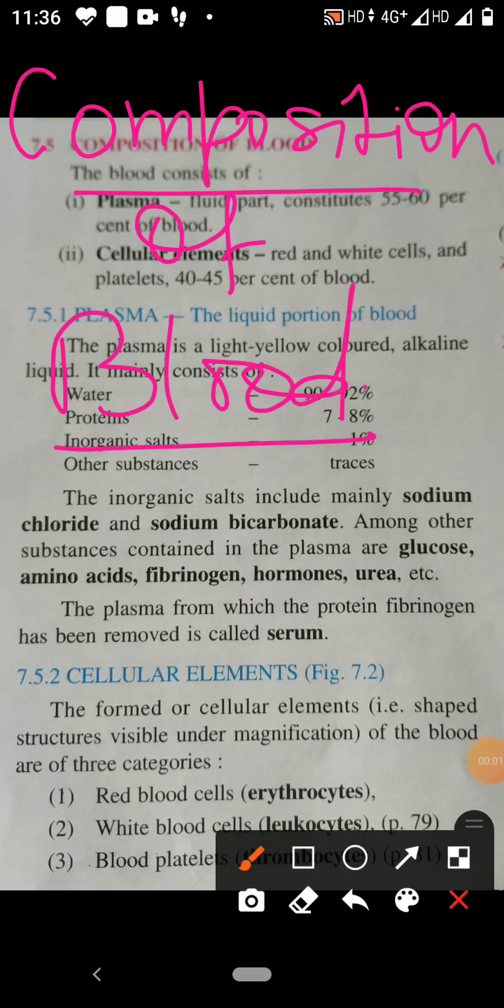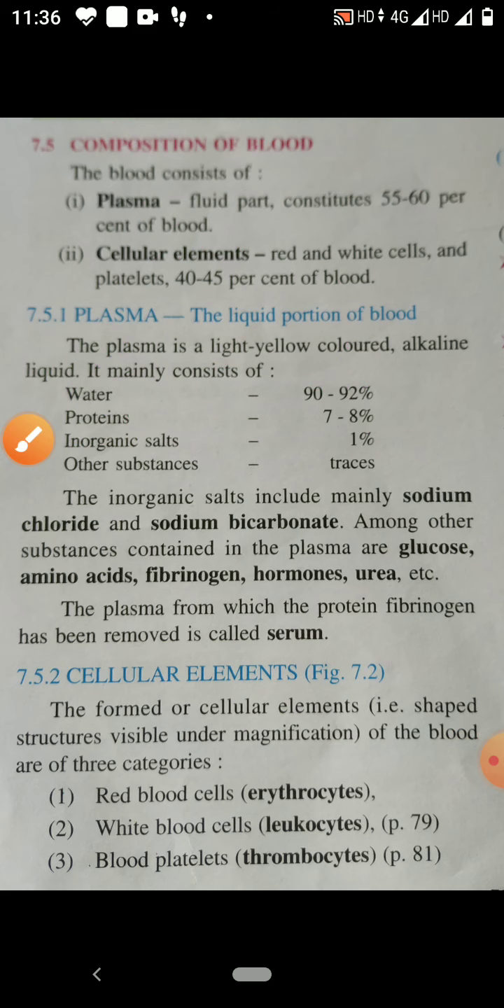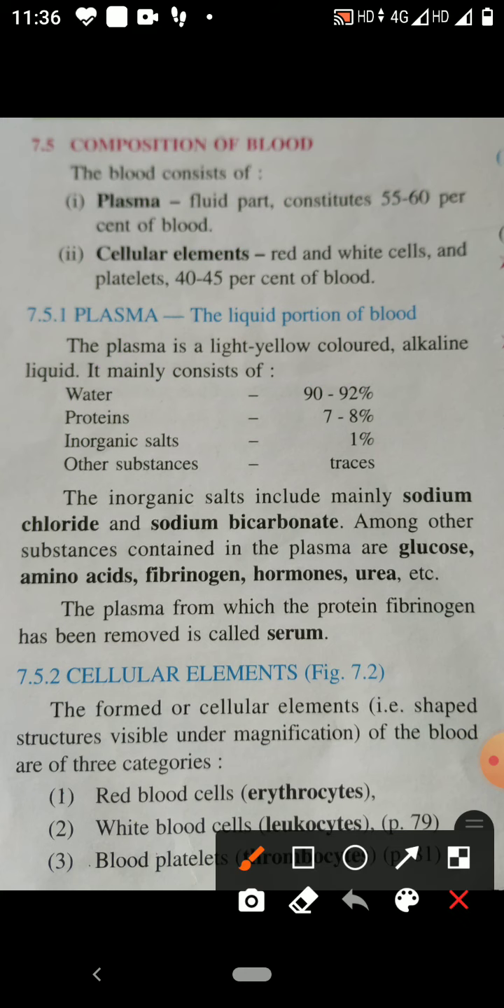You studied what is blood. Blood is a bright red colored, thick fluid. In human beings, blood flows through blood vessels. Here you have to see the composition of the blood. In the composition, blood consists of two parts. So which are the two parts of the blood?